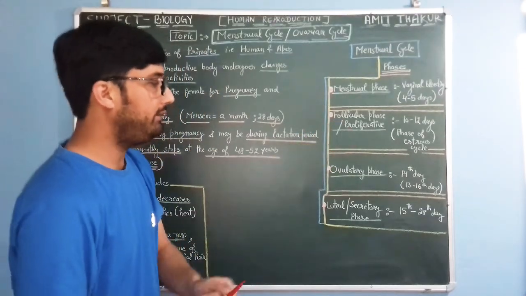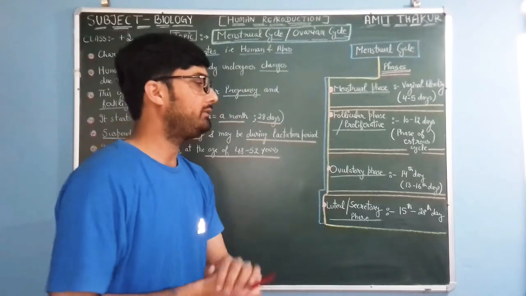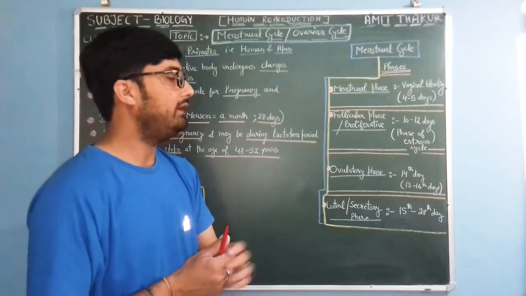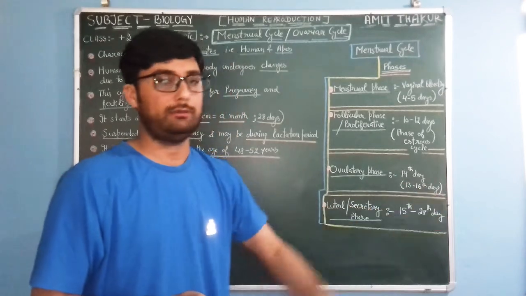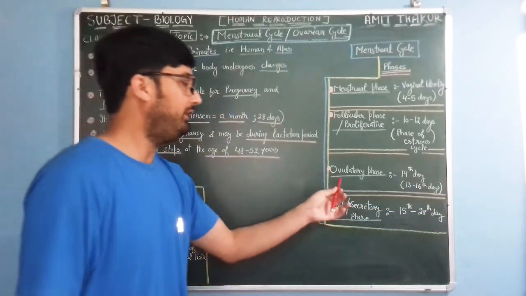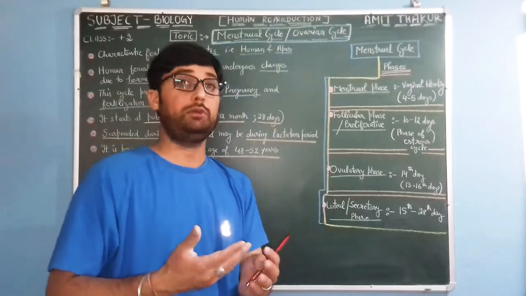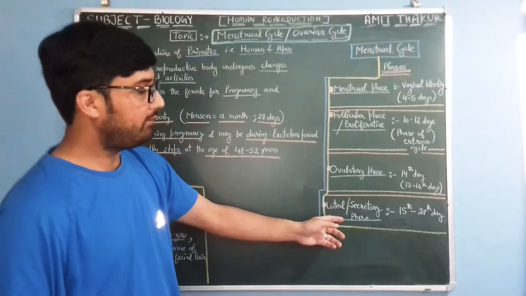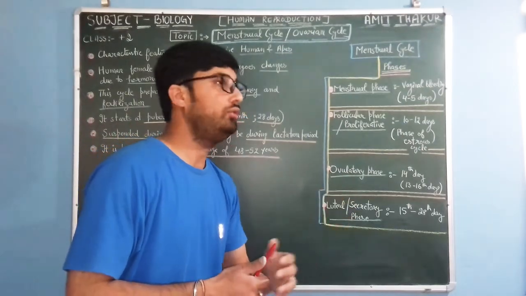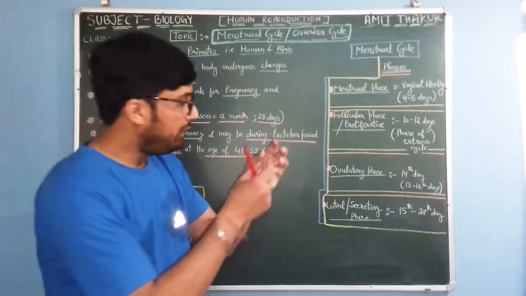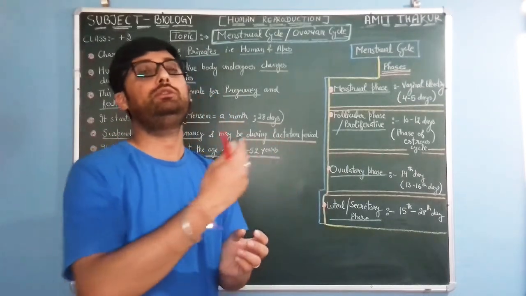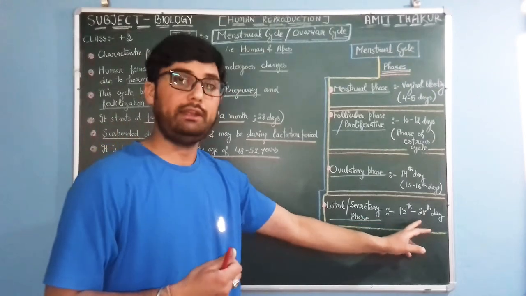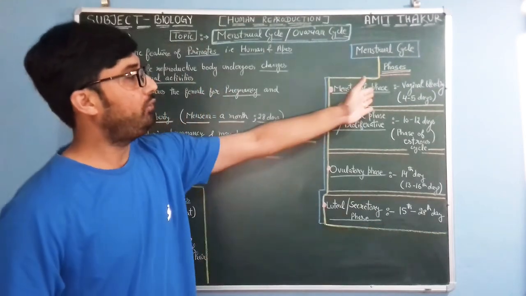After the follicular phase, the ovulatory phase comes, which is at about the 14th day of the menstrual cycle, but it may vary from the 13th to 16th day. In this ovulatory phase, ovulation, or the formation of the secondary oocyte, takes place. At last comes the luteal phase, when the secondary oocyte is released and the follicular cells or Graafian follicle change into the corpus luteum. This is the luteal or secretory phase, the 15th to 28th day, and then again the menstrual phase.